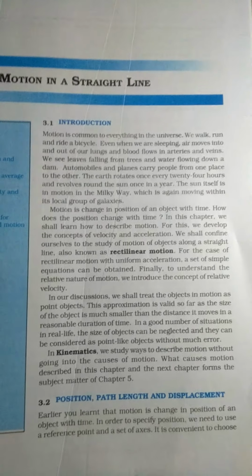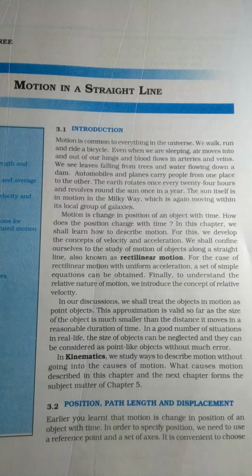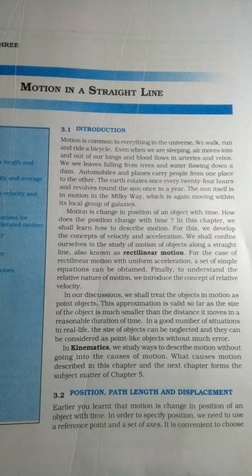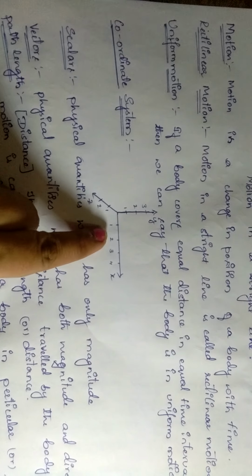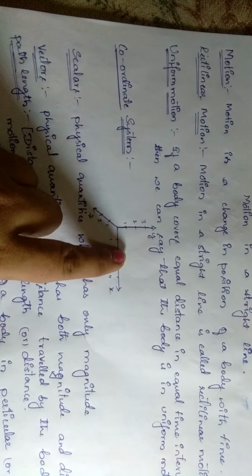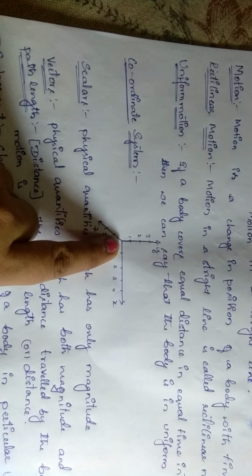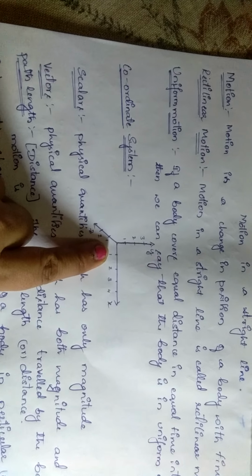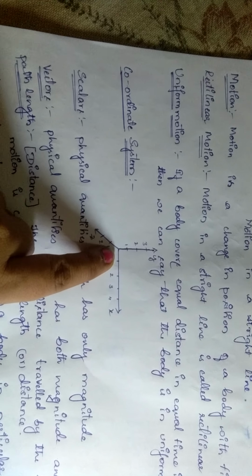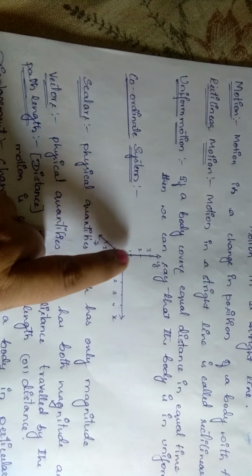coordinate system. There are three mutually perpendicular coordinate axes that we consider: the x axis, the y axis and the z axis. The three axes meet at a point that we call the origin, referred to as O. That point is called the reference point. At that reference point, all the axes are joined together.